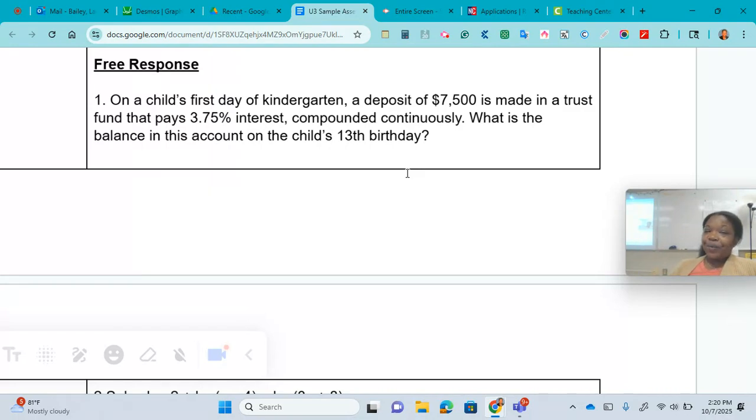Well, let's look at this question. On a child's first day of kindergarten, how old is a child when they start kindergarten? 5. All right. A deposit of $7,500 is made in a trust fund that pays 3.75% interest, compounded continuously. What is the balance in the account on the child's 13th birthday?